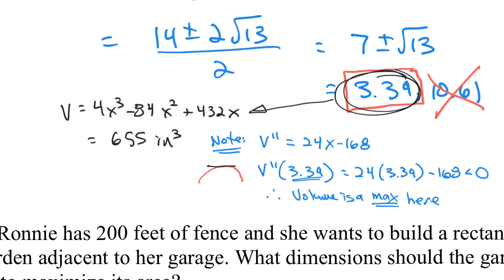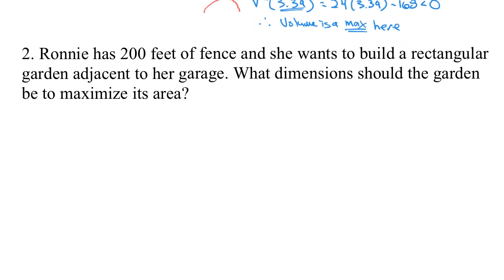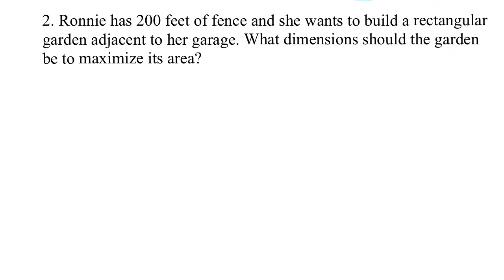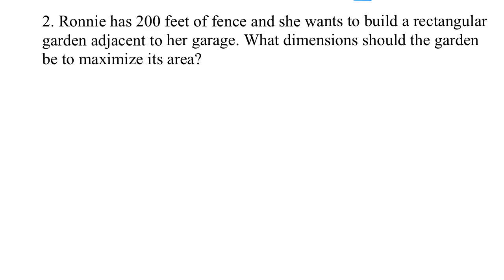The next two examples here are more basic than a lot of them, but they'll give us an idea of how to get started on these. This first one, we've got this person, Ronnie, has 200 feet of fence and she wants to build a rectangular garden adjacent to her garage. What dimension should the garden be to maximize its area?